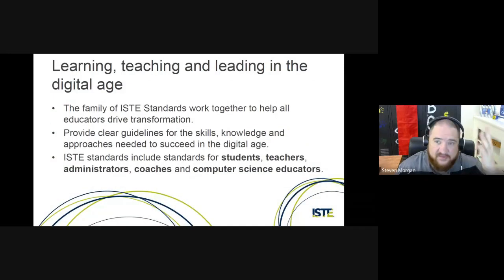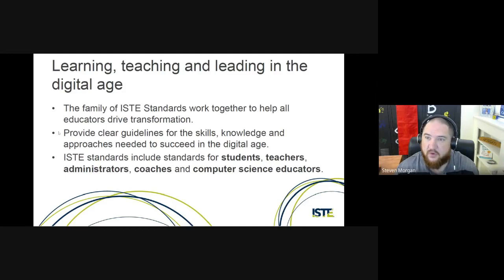What are the ISTE student standards? They're presented by an organization called ISTE, the science and technology and education organization. They're the gurus, the go-to people for a lot of this information. And it wasn't just a few years ago; they've been doing this for quite a while. They created standards for students, teachers, administrators, coaches, and computer science educators to show what teaching in this day and age should probably look like.